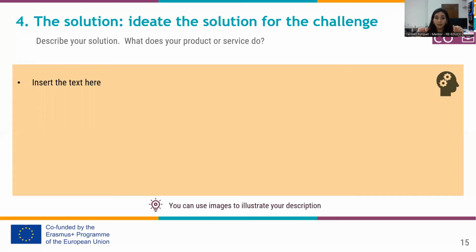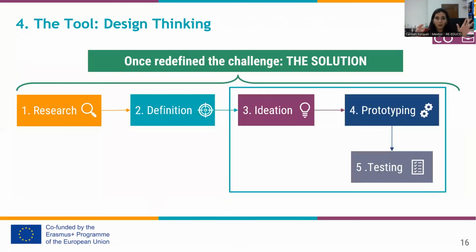A tip is that if you can use images to illustrate your solution, it is better to use them, because it will be more graphical, more tangible and better to understand. So in order to define the solution, you have to jump to the next step, the ideation phase, followed by the prototyping and the testing.